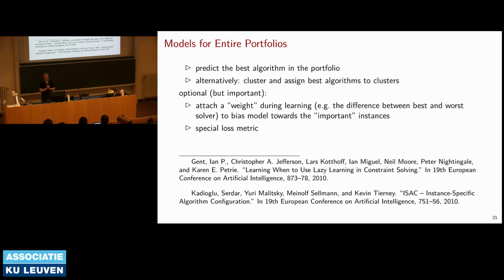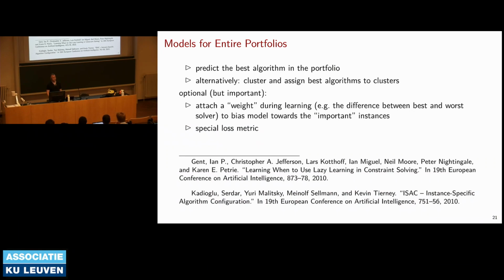the simplest way of doing this is that we build a model for the entire portfolio. We treat this as a classification problem where the label that we want to predict is the name of the algorithm. And there are variants of this where we can combine this with unsupervised learning. So we cluster, and then we essentially identify the best algorithm in each cluster. And yeah, different variants of this.